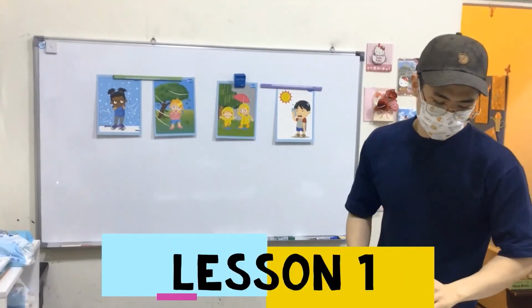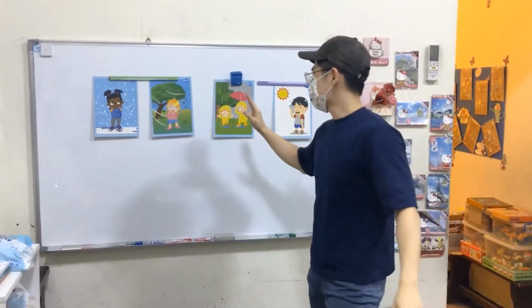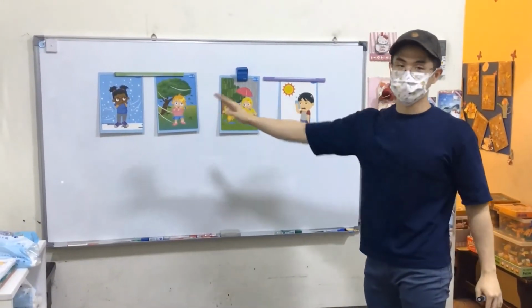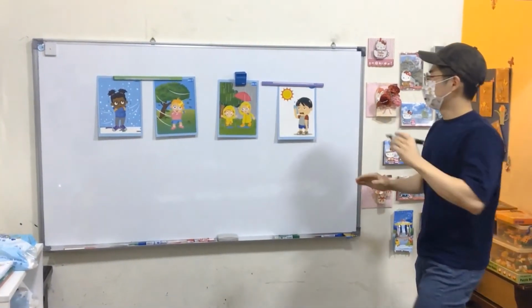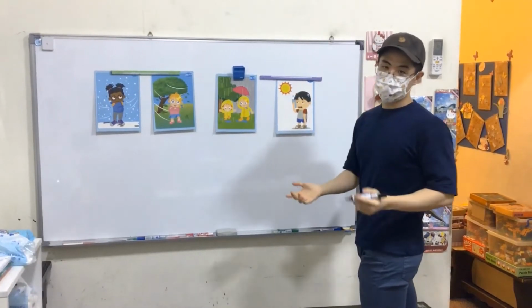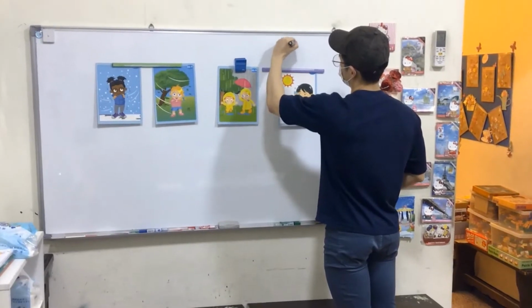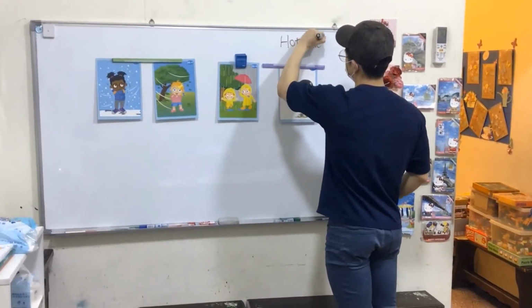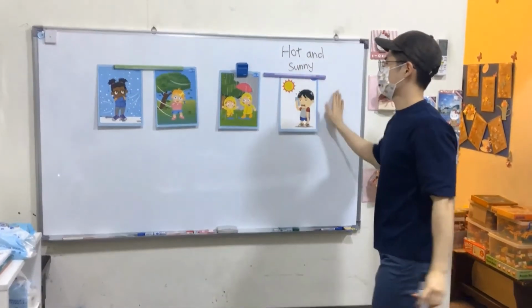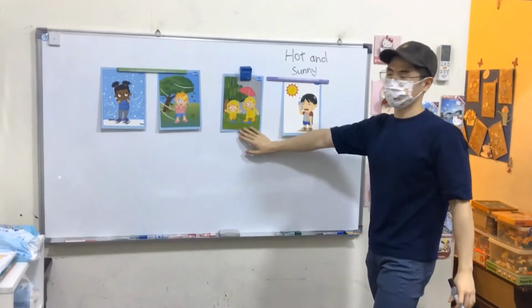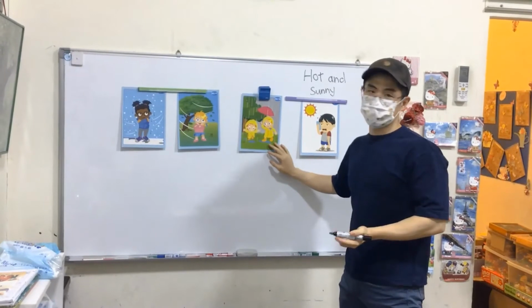Alright, so before we talk about the four seasons on page 51, let's first recap on the four pictures, okay? As you can see on the board. Can you remember what is this? Okay, this is hot and sunny, right? Hot and sunny. Alright, how about the second one? This one. Okay, this is warm and rainy, right?